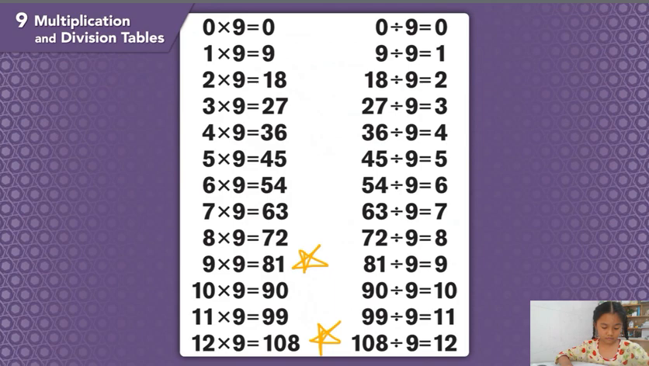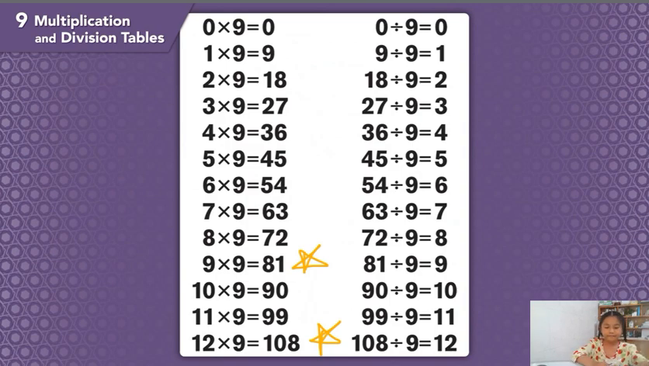3 times 9 equals 27. 4 times 9 equals 36. 5 times 9 equals 45. 8 times 9 equals 72. 9 times 9 equals 81. 10 times 9 equals 90. 11 times 9 equals 99. 12 times 9 equals 108.